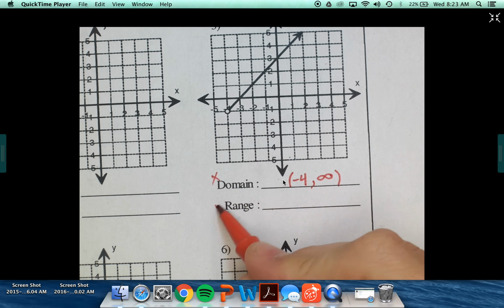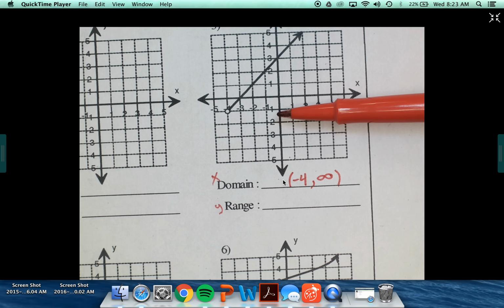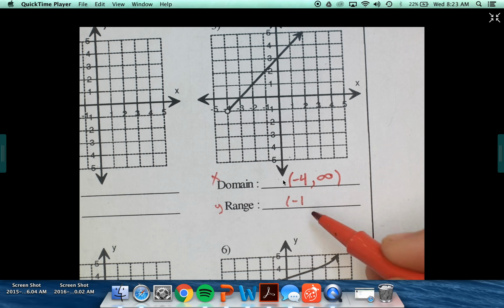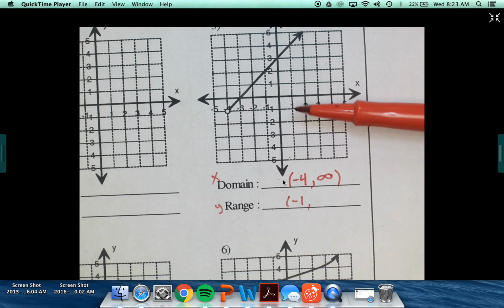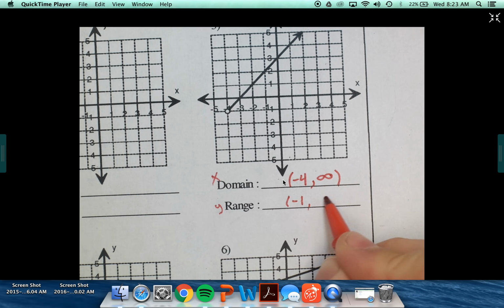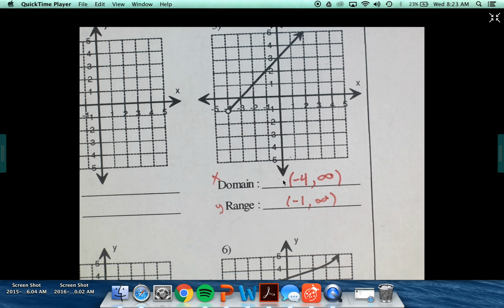Okay, so checking out our range. We start from the bottom, so -1. My line starts as far down as -1 with that open circle. And it goes all the way up. Oh, notice I have an arrow. It never stops going up. It starts at -1 and it goes up to infinity.